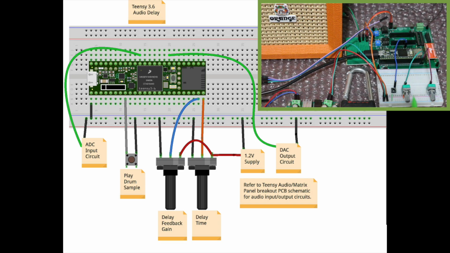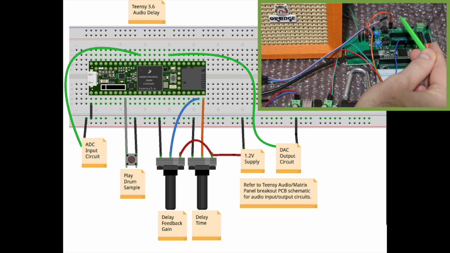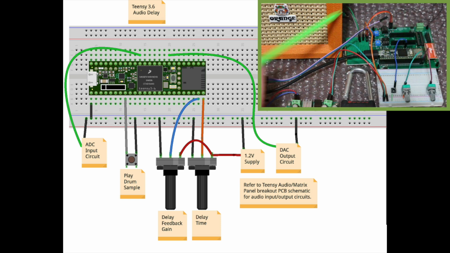In this setup, there's extra things like these potentiometers and some other stuff down here we're not using for this demo, but we have Teensy on this breakout board, and we have a push button here to trigger the drum sound sample. We're using DAC out here to go to this amplifier.